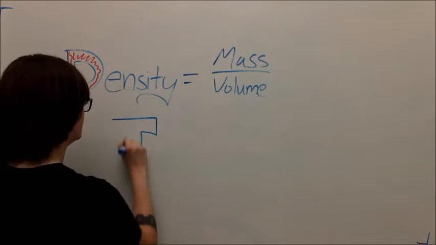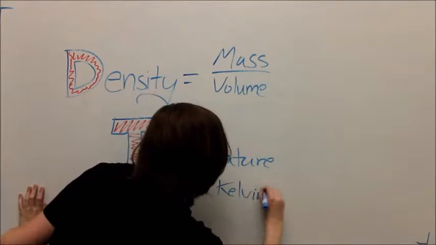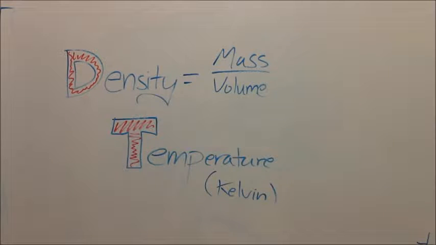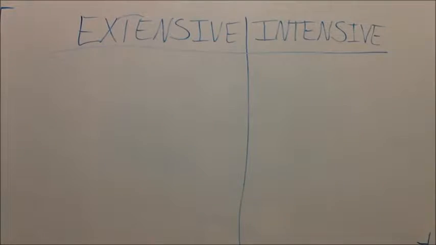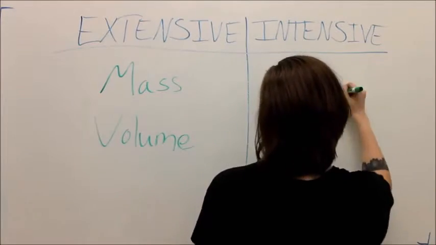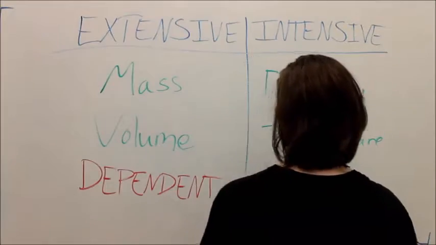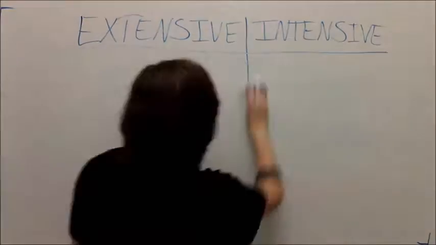Another frequent measurement in chemistry is temperature, which is a measure of how hot or cold an object is relative to another, which uses the base unit Kelvin. Substances have both extensive and intensive properties. Extensive properties, such as mass and volume, are dependent on the amount of substance, while intensive properties, such as density and temperature, are not dependent on the amount.